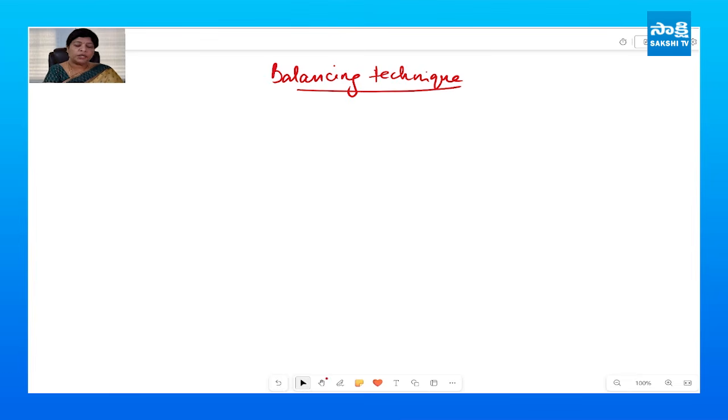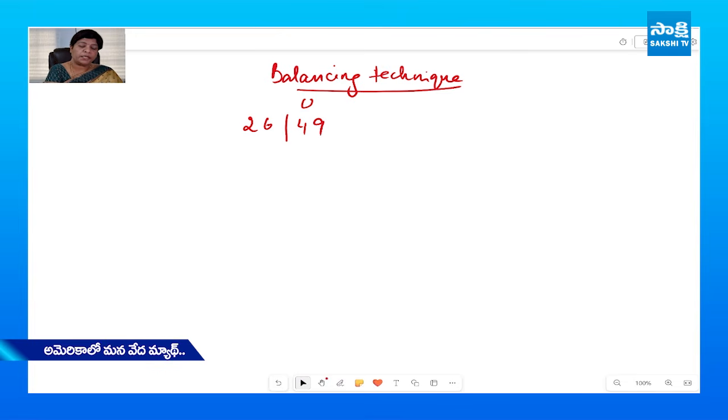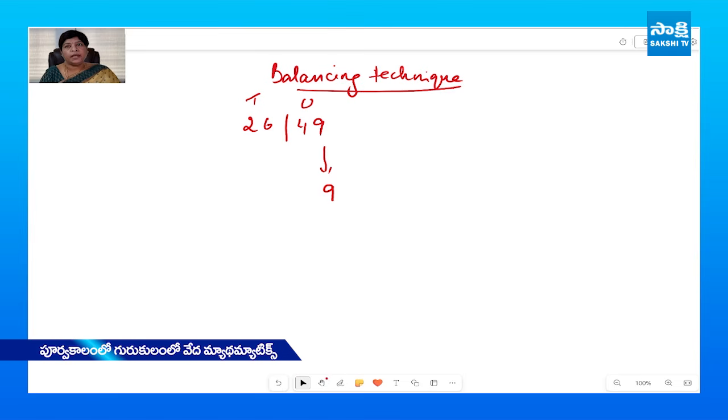Let's say we have two numbers, 26 and 49. We all know that in a place value, each position can hold only one digit ranging from 0 to 9. So this is the units place or the ones place, and this is the tens place. Each place value can hold only one digit. But here we have two digits. So what we are going to do is, starting from the right hand side, we are going to retain the first digit, 9, in our final answer.